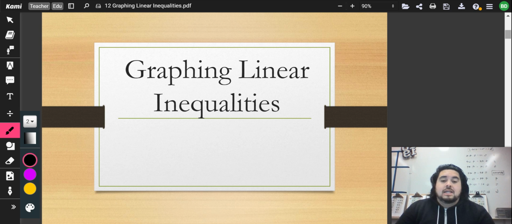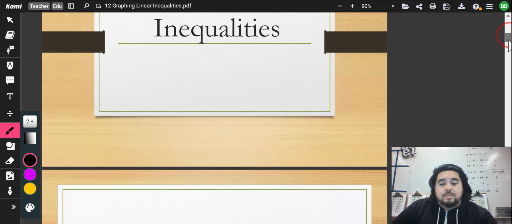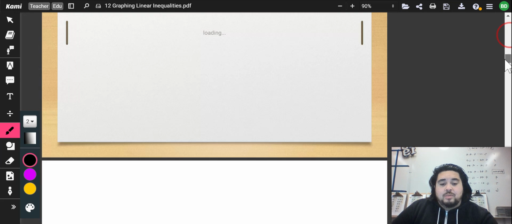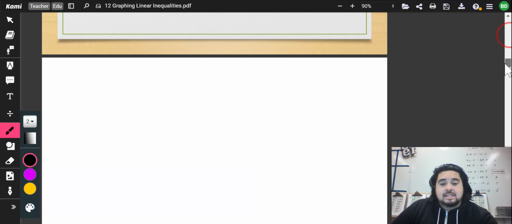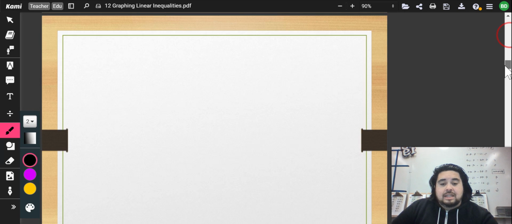Hey kiddos, today we're going to be talking about graphing linear inequalities. Unlike the last type of graphing we did, where we were putting the inequalities on a number line, what we're going to do today is more like y equals mx plus b, except we're going to be replacing the equal sign with an inequality. Okay, so just a couple things that we have to talk about. When we graph inequalities, things are going to look just a little different.